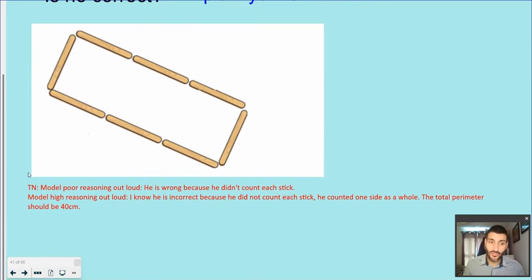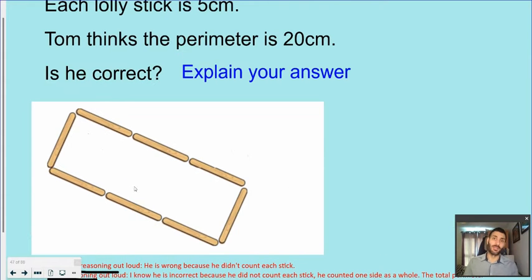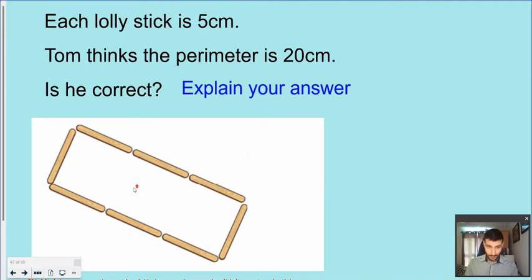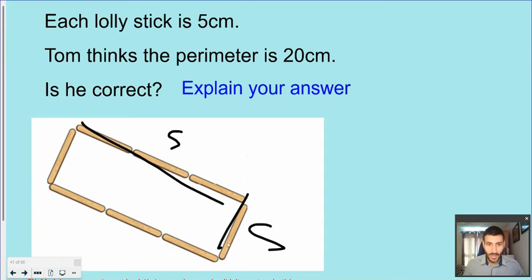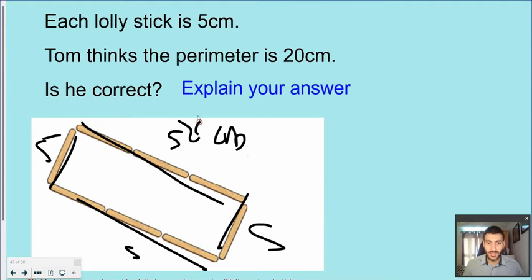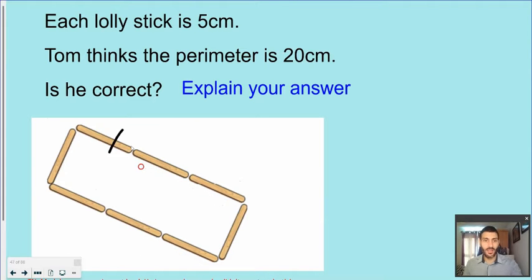I have my explanation written down here. I have a poor reasoning explanation, and I have a high reasoning explanation, because I know when I teach this in class, I'm going to forget some of the key words that I have to say. So I've got them both down here. So the problem with this one is that Tom has said that this is 5, this is 5, that's 5, and that's 5. So that's why he said it's 20 centimeters, not counting each stick: 5, 10, 15, 20, 25, 30, 35, 40. So that's the problem that Tom has made, this poor Tom.